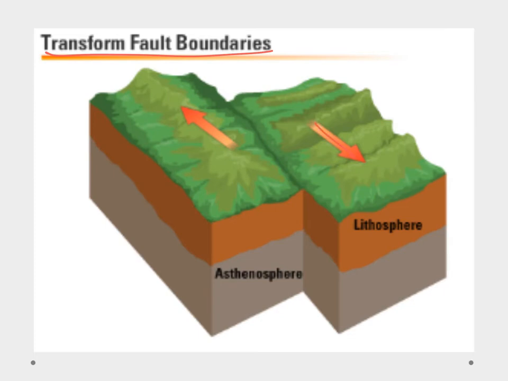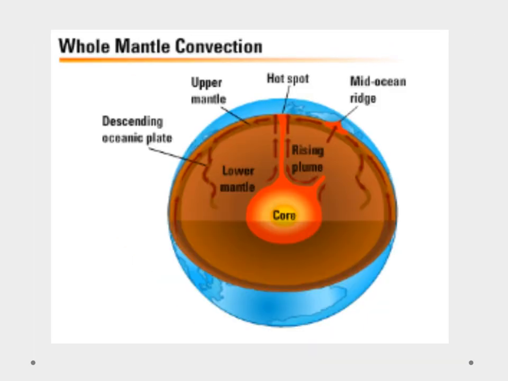These plates, as you can see, are just going to be moving past each other. So there's no subduction here. It's just going to create a fault, and we'll talk about that a little bit more. But what these plates are doing is they're kind of sliding past each other, and that's what we call a transform fault boundary.